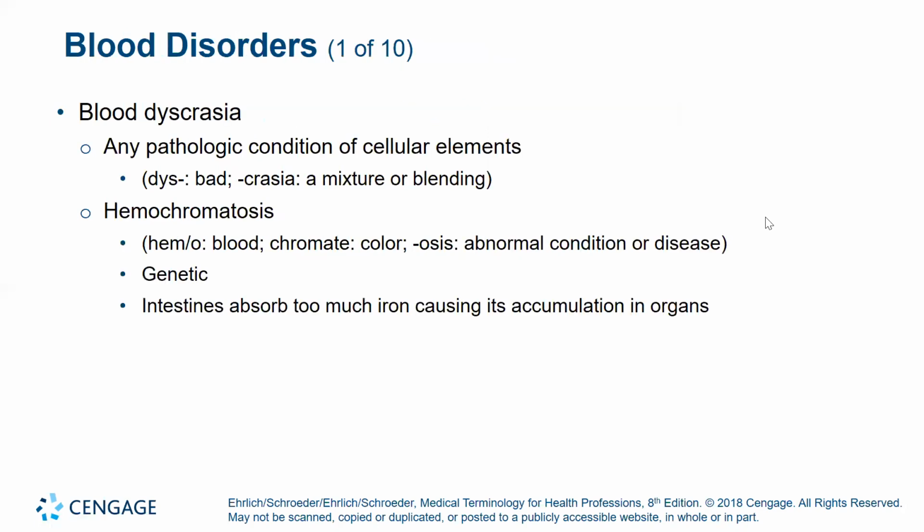We have blood dyscrasia. This is any pathological condition of cellular elements. And again, looking at that, we can break that down. Dys is bad, crasia is a mixture or blending. We have hemochromatosis. This is genetic. The intestines absorb too much iron, causing its accumulation in organs.